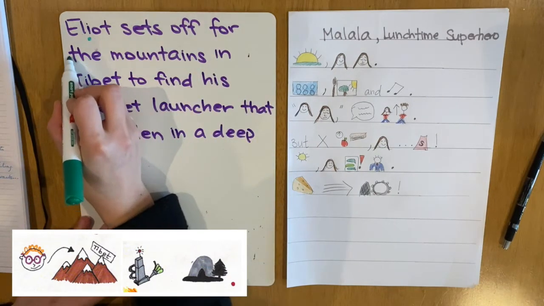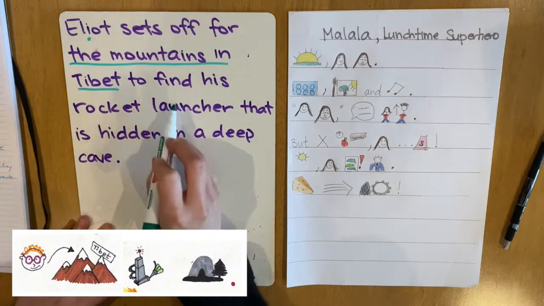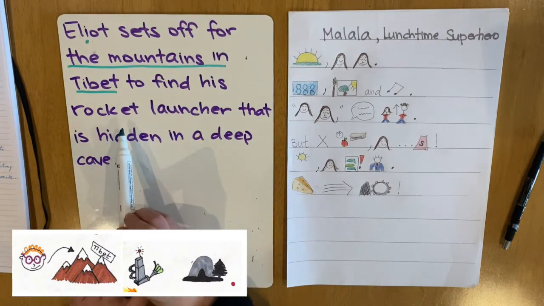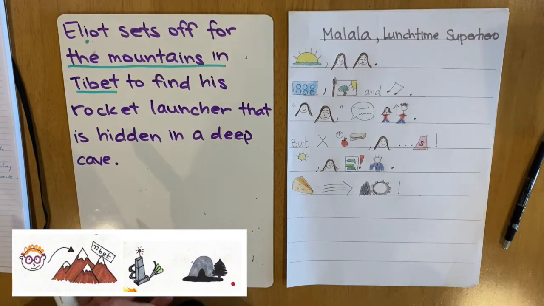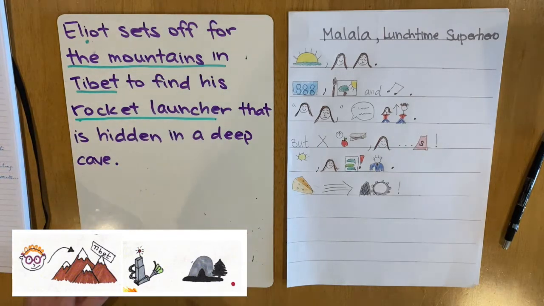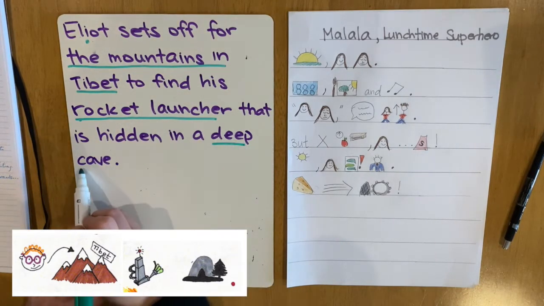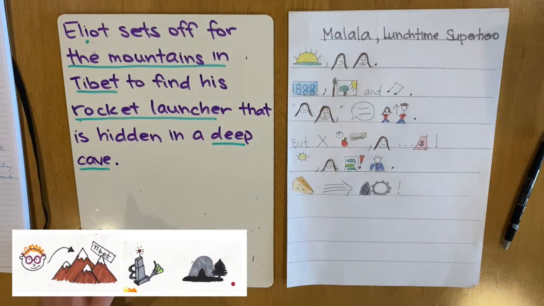So I'm going to change this bit to find, and my character's not going to have a rocket launcher. That's not her weapon. My character's going to have a different weapon up her sleeve. So I'm going to change this bit. And I'm going to change the bit about where her weapon is located.